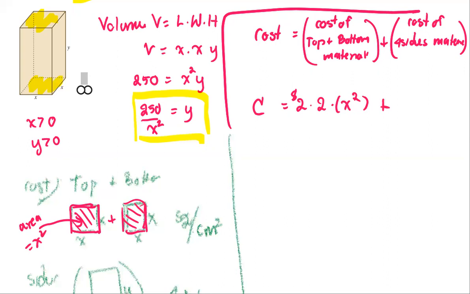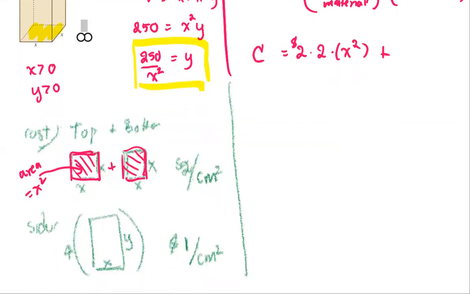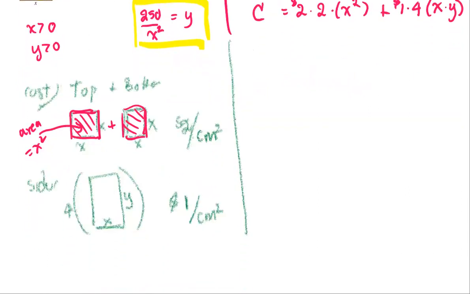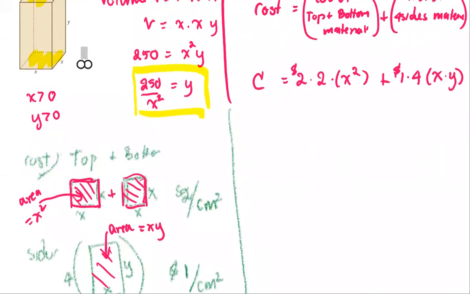And then for the cost of the sides, there are four sides, and the material is $1 per square centimeter, so it's $1 multiplied by four sides and the dimensions X and Y, so X times Y. The area here is X times Y, but you have four of them because of four sides. So put them together: two times two, that's four, times X squared, plus one times four, which is four times X times Y.